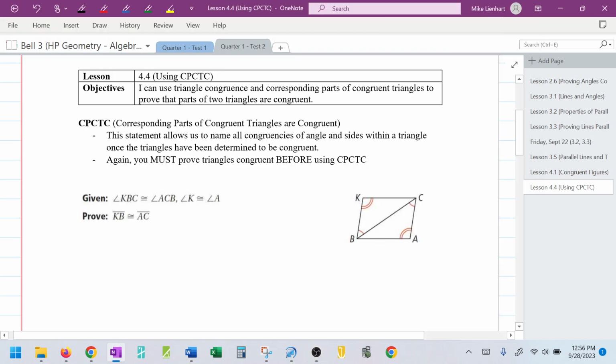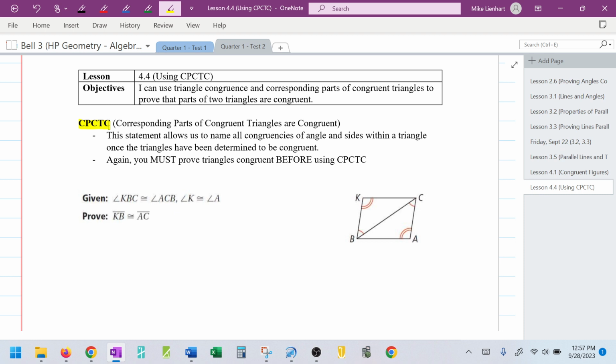Now that we have this understanding of how to prove triangles congruent, the next step is to move into something that is known as corresponding parts of congruent triangles are congruent. We abbreviate that using this CPCTC abbreviation. What it means is if I'm able to say that two triangles are congruent, then I can pull out any pair of corresponding sides or any pair of corresponding angles and conclude that they are congruent.